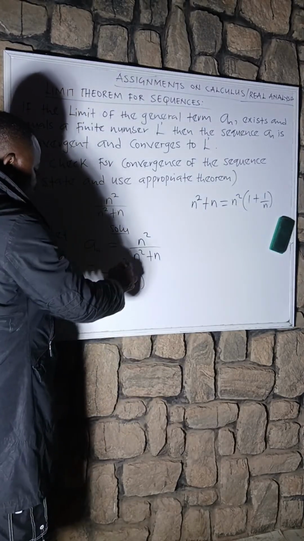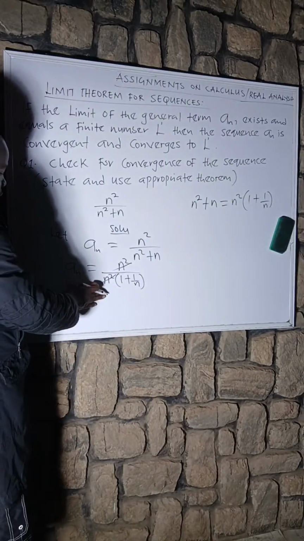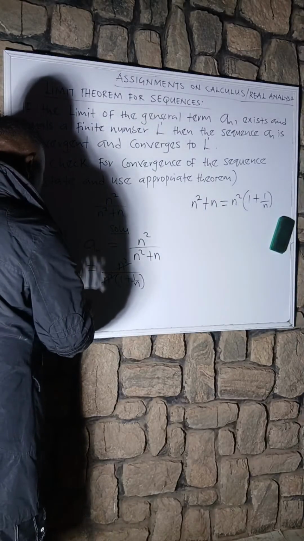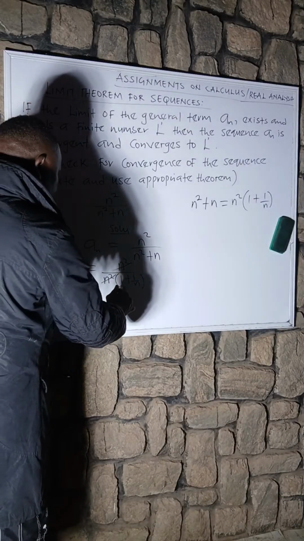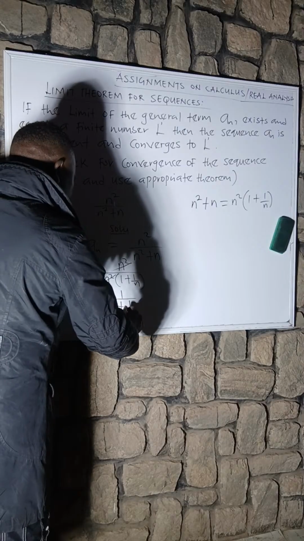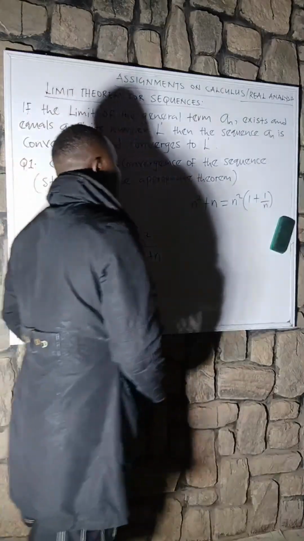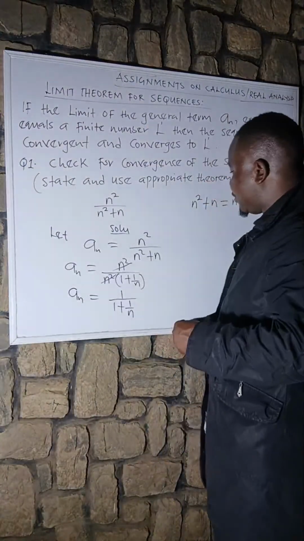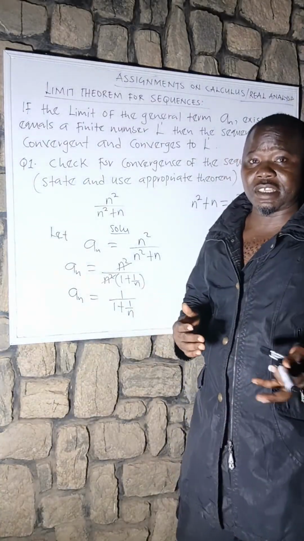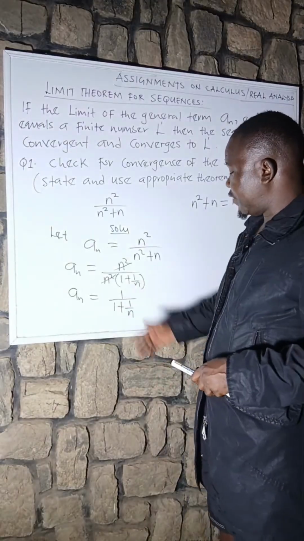So this and this will cancel. If you agree with me, it means our a subscript n will now be 1 all over 1 plus 1 all over n. So we now take limits as n tends to what? Infinity. So you don't need a prophet to tell you.